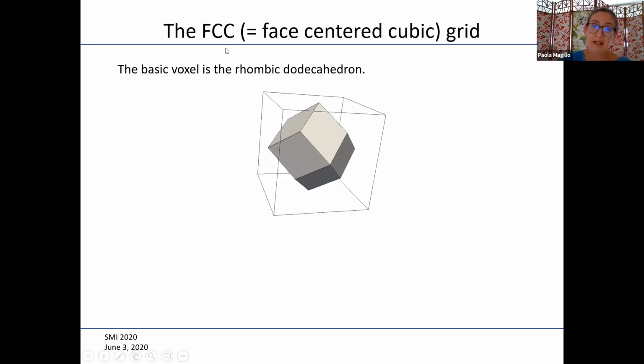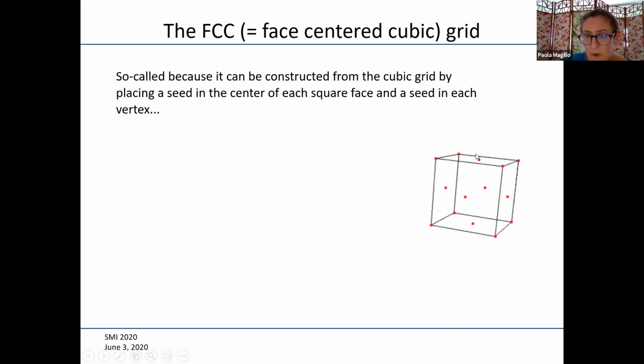And now the grid that we consider here, the face-centered cubic grid, the basic voxel is this strange shape, the rhombic dodecahedron. And again, this is obtained from a cubic grid by considering one seed in each vertex of the cube and one seed in the center of each face. That's why it is called face-centered, in fact.